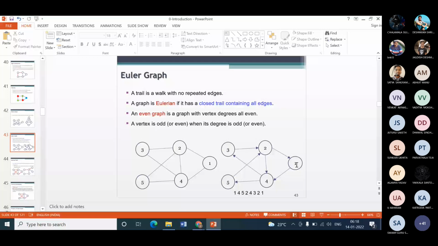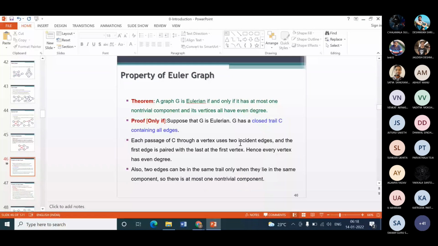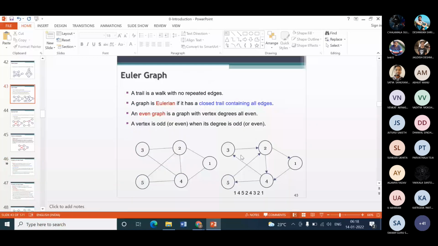So you follow here, every passage of C through a vertex uses two incident edges. And the first edge is paired with the last edge at the first vertex. So basically what it is saying, the first edge 1 4 is paired with the last edge 2 1. 1 4 is paired with 2 1 for this starting vertex. Hence, every vertex is of even degree.